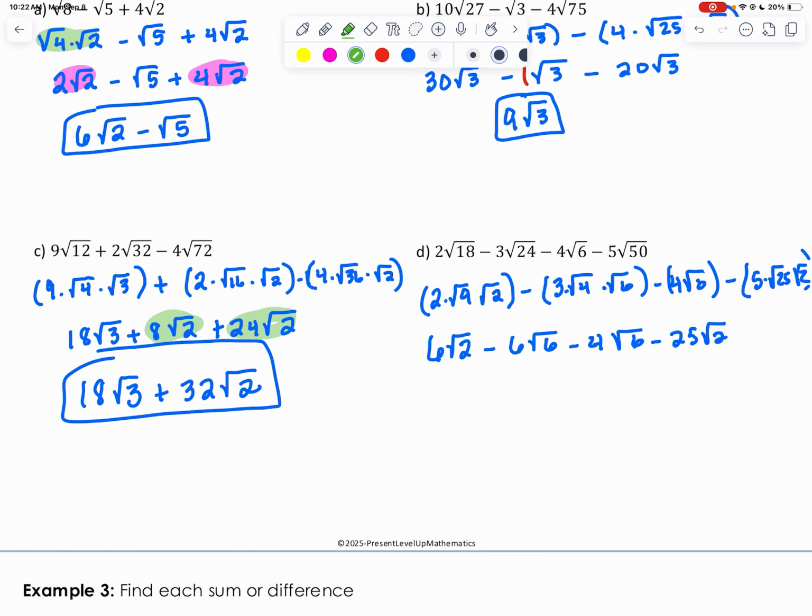So then I looked for the like radicals to combine. And I combined 6 square root 2 with negative 25 square root 2. And that gave me negative 19 square root 2. Then I combined negative 6 square root 6 with negative 4 square root 6. And that gave me negative 10 square root 6.